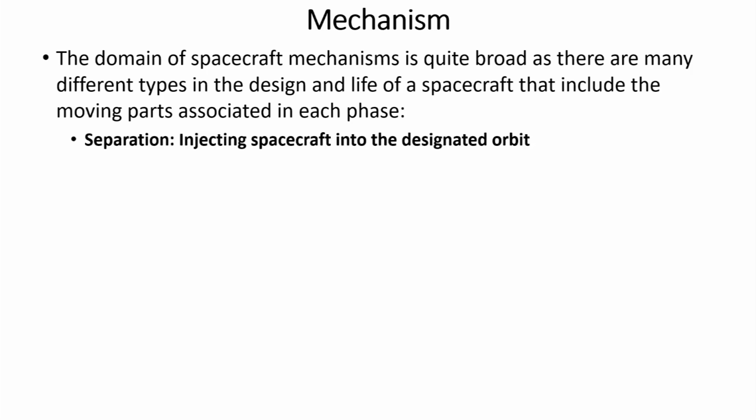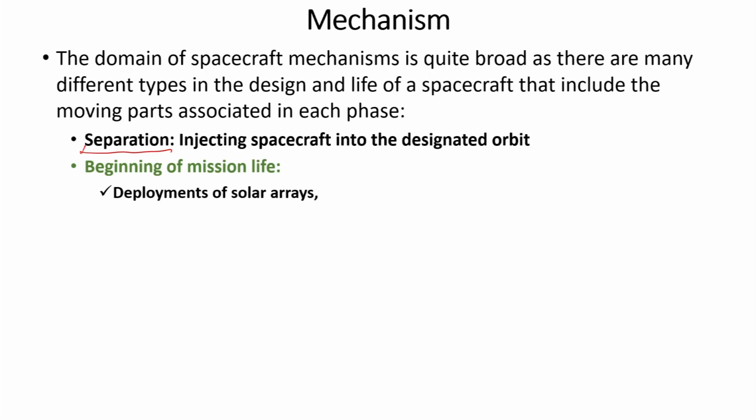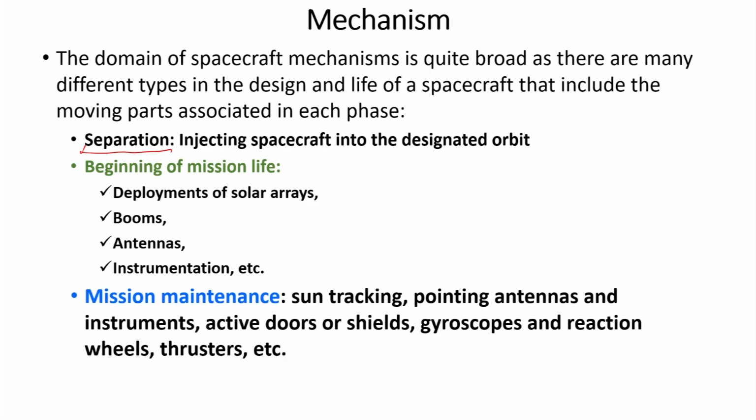When a spacecraft is separated or injected into the designated orbit, mechanisms are used for the separation. Then at the beginning of the mission life, you have to deploy, first of all, the solar arrays. Okay. Then the booms, then it can be antennas, there can be some of the instruments, like a radar, or maybe a telescope. So all these things need to be deployed.